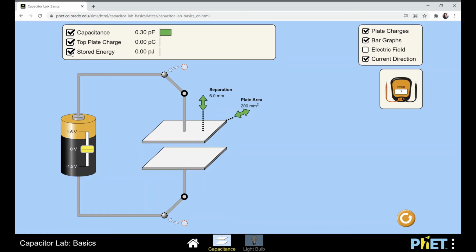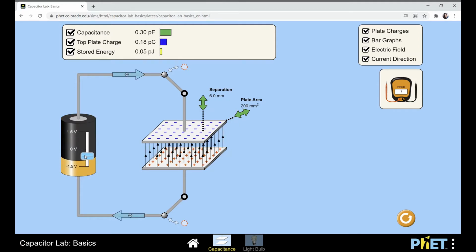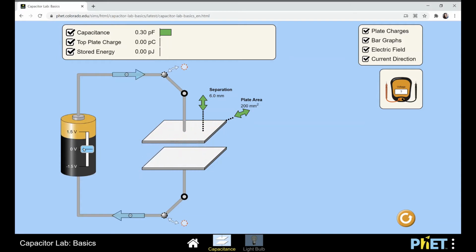This simulation shows a bunch of different relationships for a parallel plate capacitor. So up here it shows the capacitance in picofarads, the top plate charge in picocoulombs, and the stored energy in picojoules. Over here is the power source, which is just a battery, and you can change the voltage that comes from the battery with this switch.